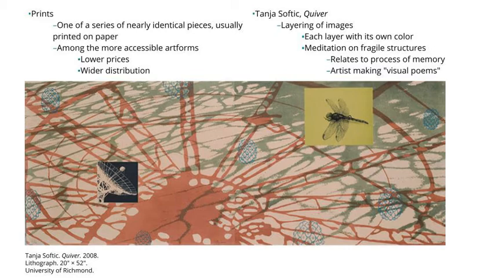And here's an example of a print. This is Quiver by Tanja Softik. And this involves the layering of images. Each layer is printed with its own color, so she had to go back and pull the ink over the screen, which we'll talk about that process later. Well, actually, it's a lithograph, not a screen. But anyway, she had to pull the ink over it for every different color. So each color was put on manually one at a time. And this piece is a meditation on fragile structures and relates to the process of memory. And the artist has said that she makes visual poems with her work.